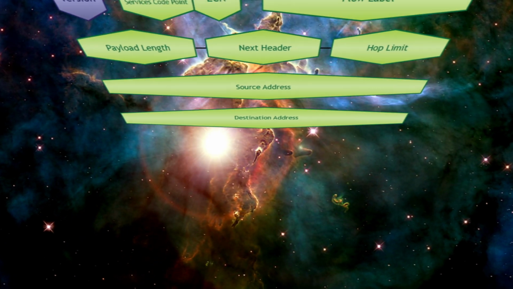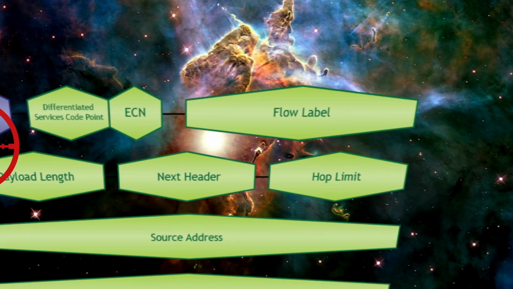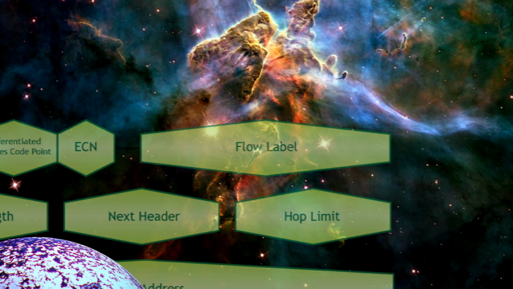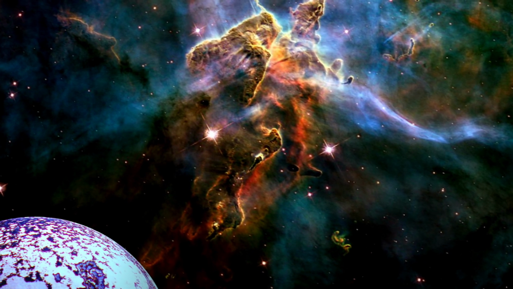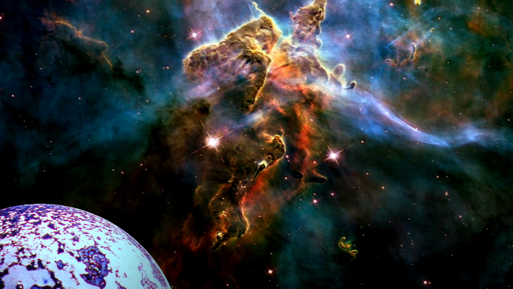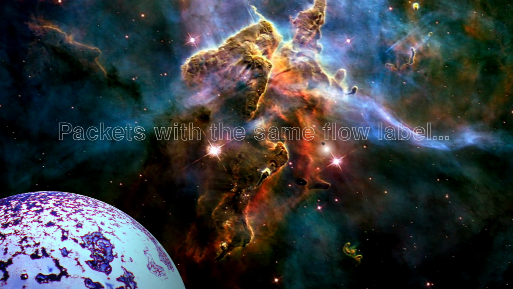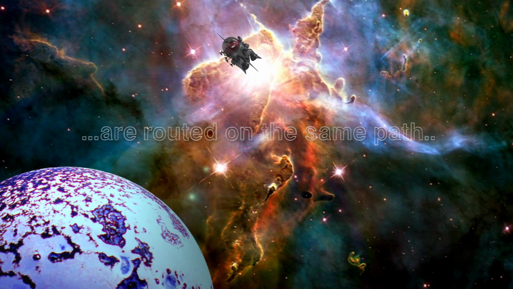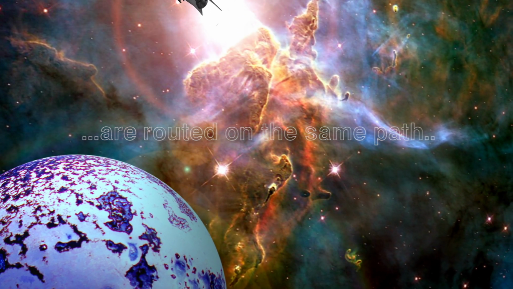The next 20 bits are the flow label. The flow label is new, and it does something interesting. If all of those bits are 0, it has no effect. If there's a number there, though, it tells the routers and switches along the way that all packets with the same flow label and the same source and the same destination should all be routed along exactly the same path.